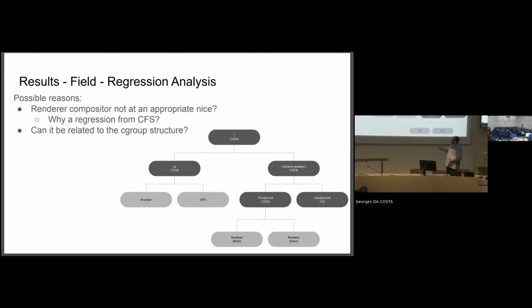The other thought is, can this be related to the cgroup structure? Since we have this added layer here compared to the UI, I wonder if there's a chance the cgroup structure can be causing a regression, since we have the double layer here. If anyone has any thoughts, we'd be happy to hear. I remember there were some comments on LKML about cgroups and EEVDF, but I don't know if this would play into here.